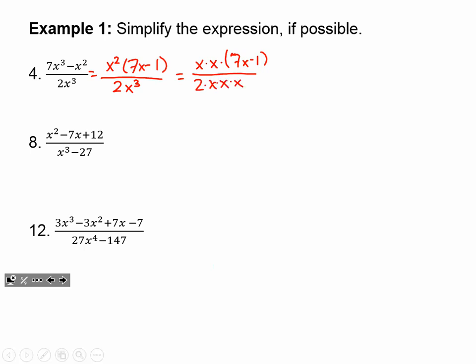Those exponents are just showing things that are multiplied together over and over again by themselves, so I am able to cancel out x times x in both the numerator and denominator. Those are two sets of factors that do cancel, and my simplified rational expression is 7x minus 1 over 2x. And again, that's where we stop. We cannot cancel out the x's there because they're no longer factors in the top. Those are terms.